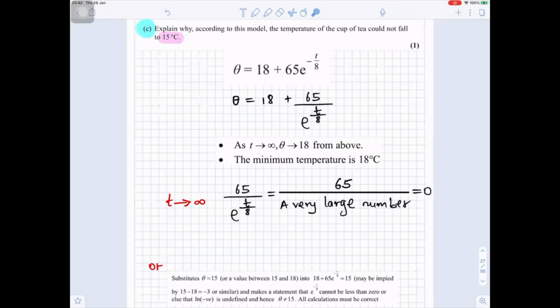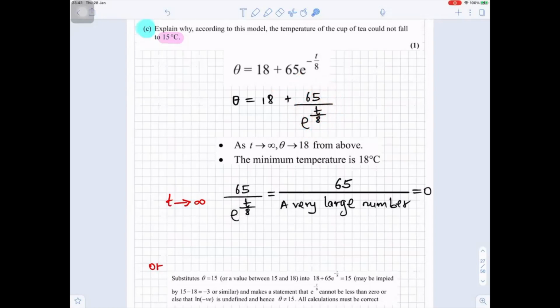That would be the lowest temperature. So t tends to infinity. This sign means infinity. That means t is a very large number. Let's say 5,000. So e to the 5,000 divided by 8 is a large number, and 65 divided by a very large number is almost 0. So all of these will become 0 when the number is large, and you're only left with 18.